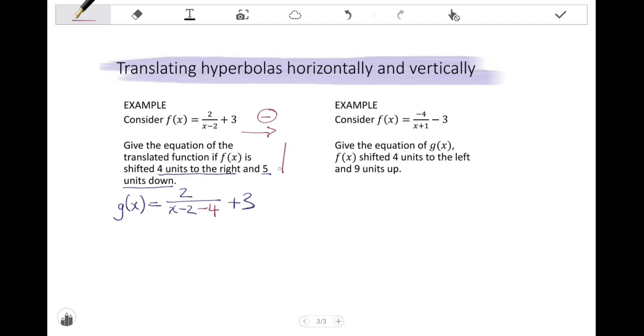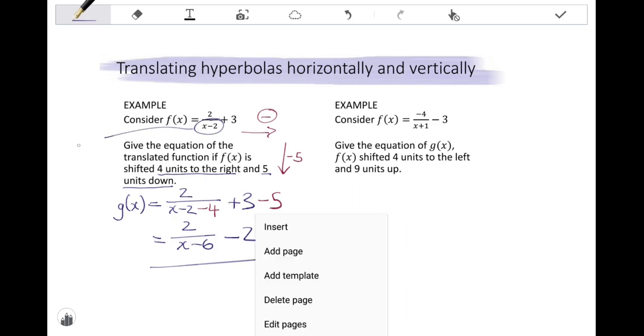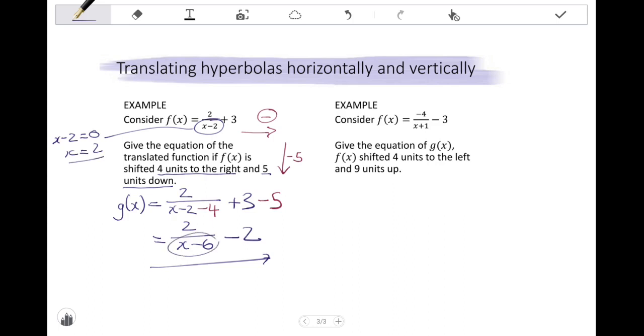When I shift down 5 units, I'm going to be subtracting 5 from q. Now we can simplify this, and we are left with 2 over x minus 6 minus 2. If you want to check the horizontal shift, look at the vertical asymptotes. x minus 2 equals 0 gives me a vertical asymptote of x equals 2. For this graph, x minus 6 equals 0, solving for x, I have x equals 6. So from 2 to 6, I'm shifting 4 units right. It is correct.